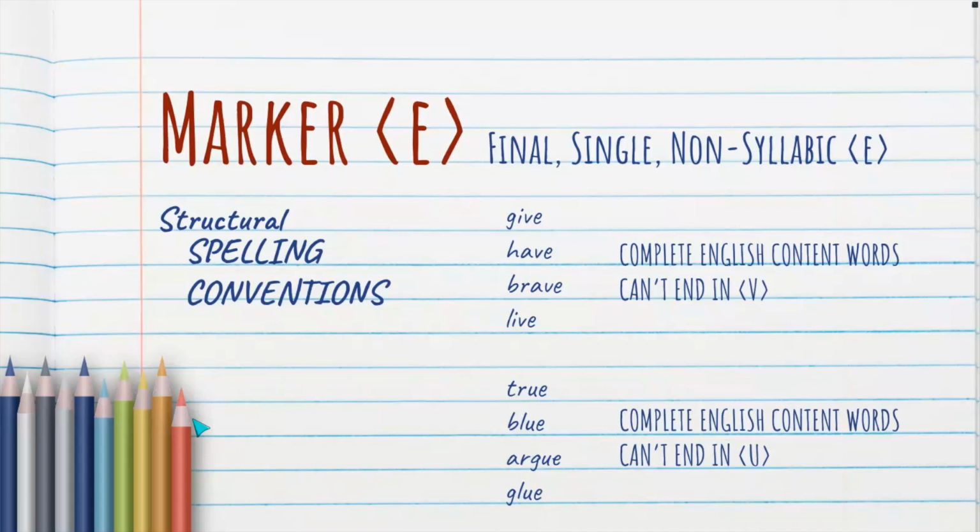Okay, now there's also the job of marker E related to structural pieces. So the job of E in these words is related to spelling conventions. And we know that complete English content words can't end in the letter V, and they can't end in the letter U. So in order to stop that from happening, we slap an E on the end. So give and have are not oddball words. They might not fit into a sort where you're targeting long vowels, but that doesn't mean the E is there because English is crazy. The E is there because it can't end in a V.